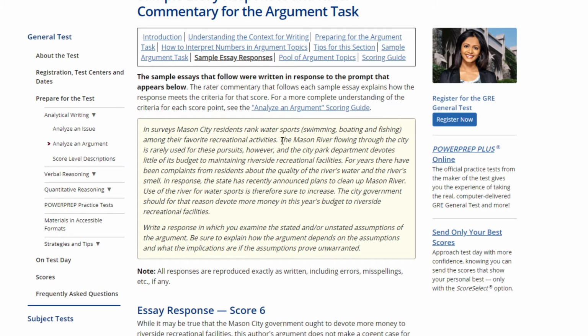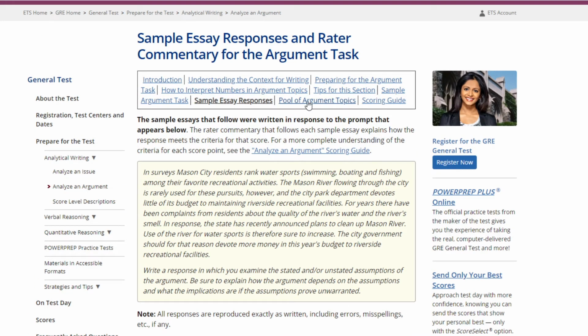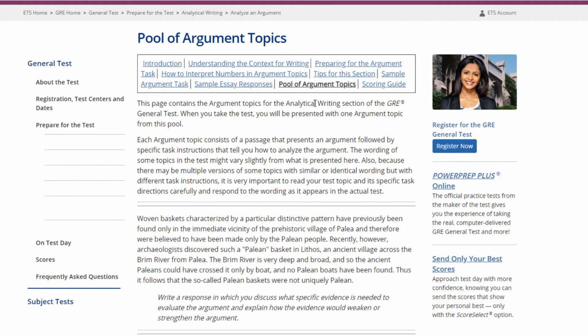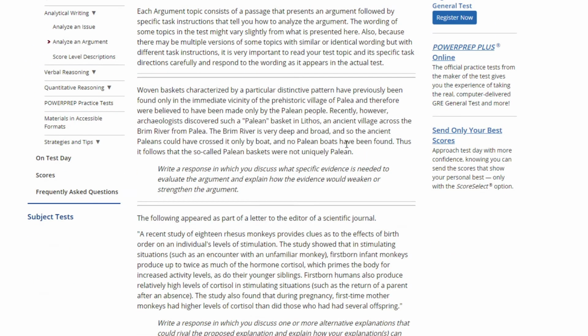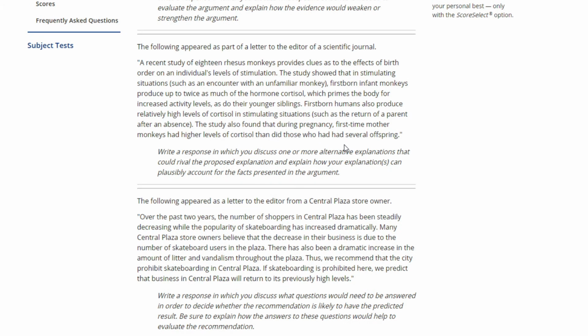If we scroll back up to the top of the page, just like with the issue task, you can see there is a pool of argument topics. And here we have a list of all the possible topics that you might see on the test. So these are real prompts from the actual GRE. So if you are working out of a prep book, don't waste your time with the fake prompts they give you in there. If you're going to practice this, come to the ETS website and use the real prompts from the test.